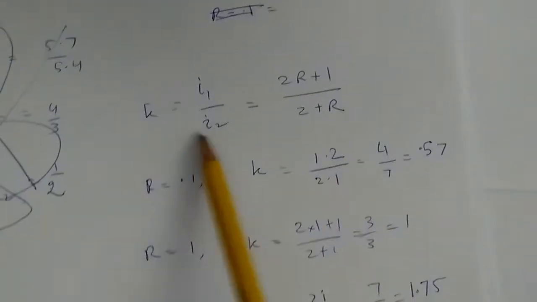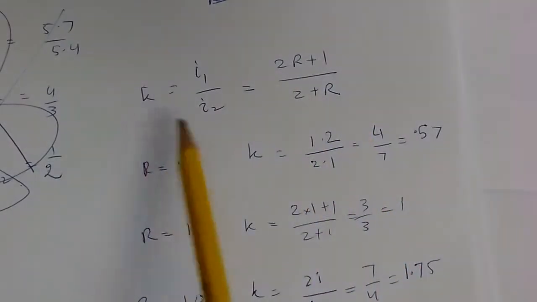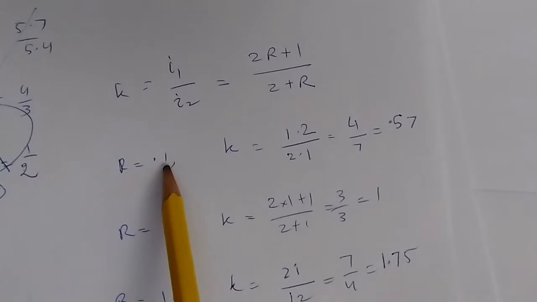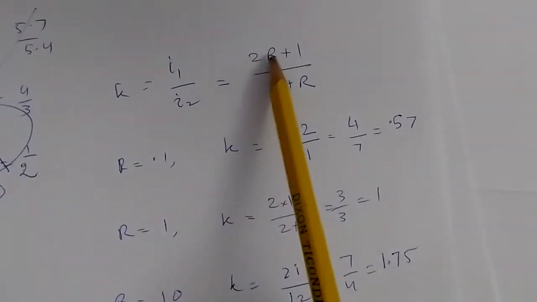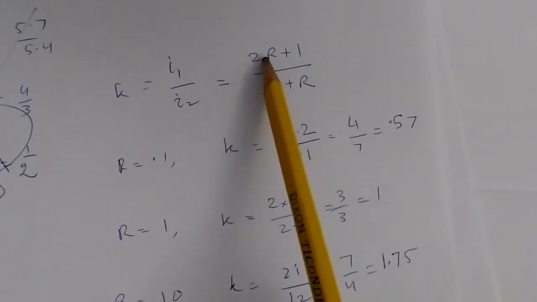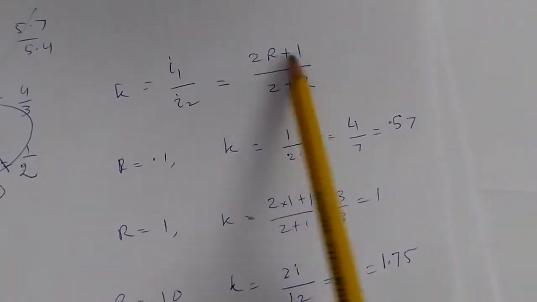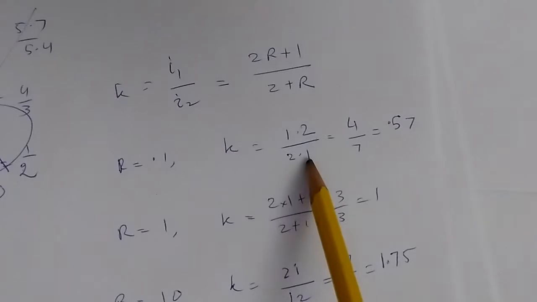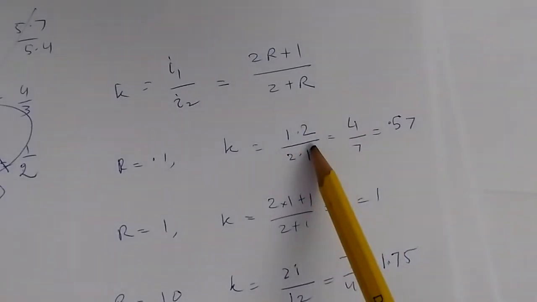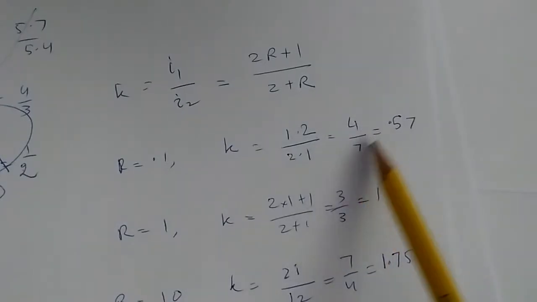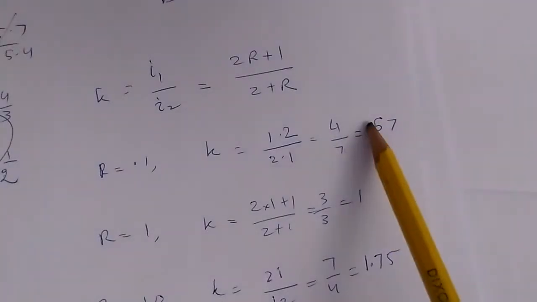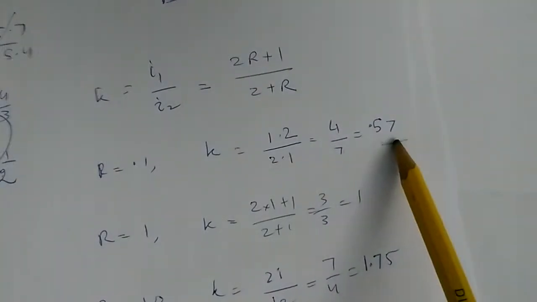Now we can solve this for this ratio, call it K, I1 divided by I2. For R equal to 0.1, it will be 2 multiplied by 0.1 plus 1, divided by 2 plus 0.1. The numerator becomes 1.2 and the denominator is 2.1. So 1.2 divided by 2.1 is 4 by 7, which is equal to 0.57.